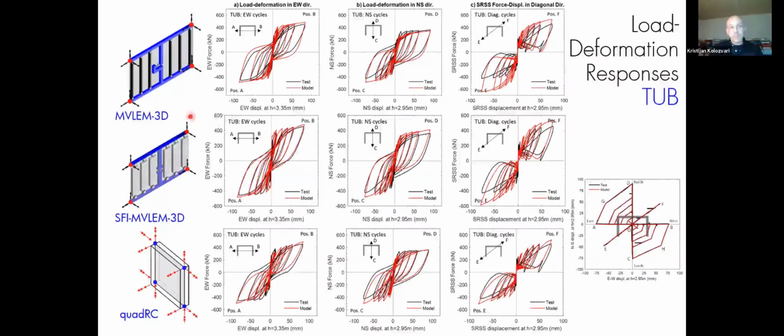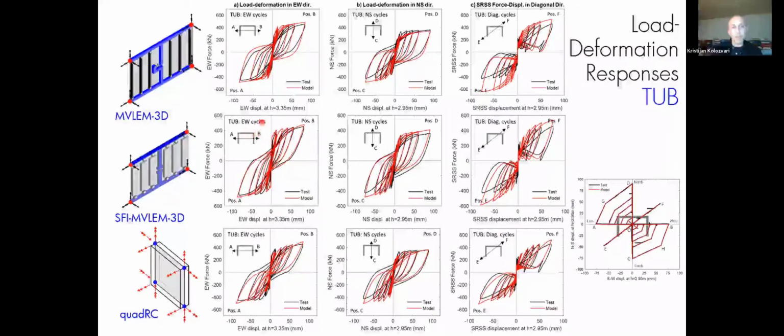So here we have 3 different models in sort of a matrix format. So this will be results for MVLEM 3D, SFI, and the quad model. And here is the load deformation response of these walls. This is particularly TUB. And here we have east-west, north-south, and diagonal cycles. This is square root sum of squares. And just kind of looking at this from far away, I don't really see a big difference. I mean, they all do a reasonable job in terms of predicting a load deformation response, particularly in these principal directions, east, west, north, south.